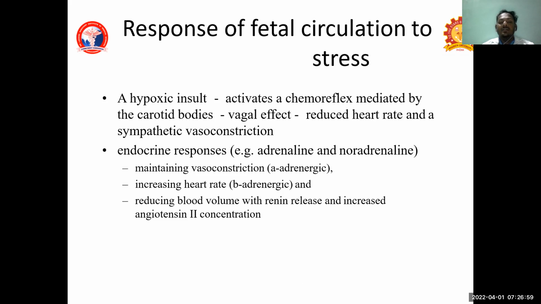Response of fetal circulation to stress. A hypoxic insult activates a hemoreflex mediated by the carotid bodies, with vagal effect reducing the heart rate, and sympathetic vasoconstriction. Endocrine responses such as adrenaline and noradrenaline maintain vasoconstriction, increase the heart rate, and reduce the blood volume, with renin release and increase in angiotensin II concentration.